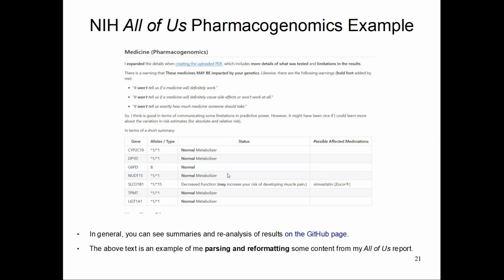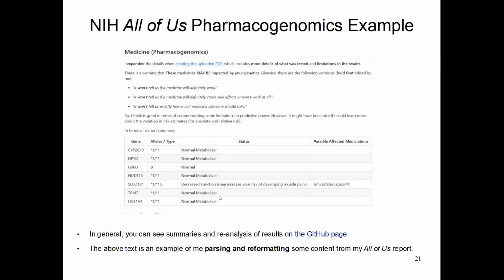Before, I described how I had an adverse event from a drug that was recommended, but the warning that they won't tell you it will definitely cause side effects for retinol, I think, is more in line with what we see here. In most cases it didn't say anything, but for this particular gene, it said that the gene was expected to have decreased function, which may increase your risk of developing muscle pain. I've never taken this particular drug before, but this was that probabilistic language, "may." It doesn't know for certain it's going to cause a side effect, but there's some evidence that it may increase the likelihood that you're going to have an adverse event.